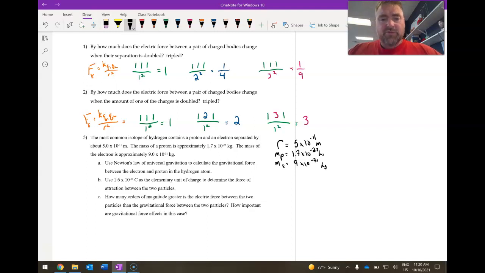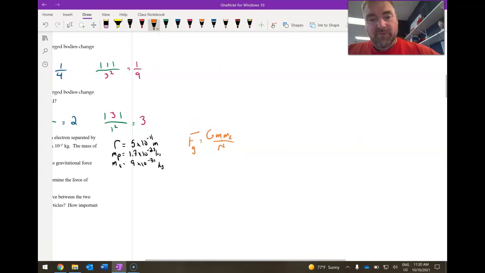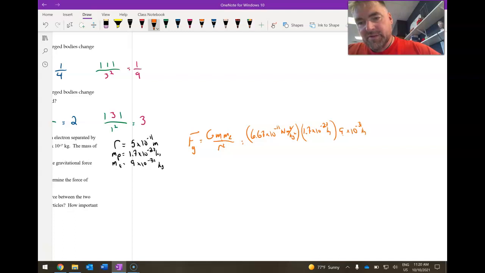Now, they want us to use Newton's Law of Gravitation, so that's a flashback. The Law of Gravitation, F sub g, is equal to big G times M1 times M2 all over R squared. Well, we know that big G from our reference table is 6.67 times 10 to the negative 11th Newton meters squared over kilogram squared. We know that M1 is the mass of the proton, so that's 1.7 times 10 to the negative 27th kilograms. And we know the mass of the electron is 9 times 10 to the negative 31st kilograms.